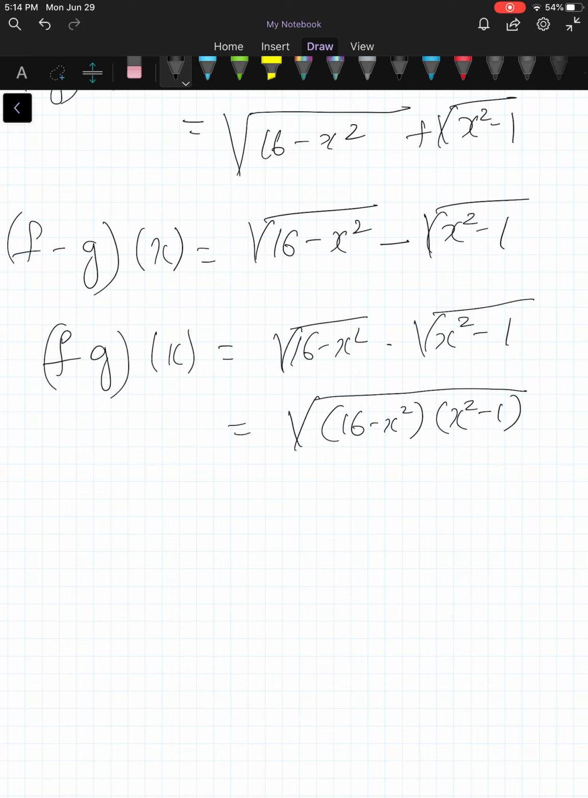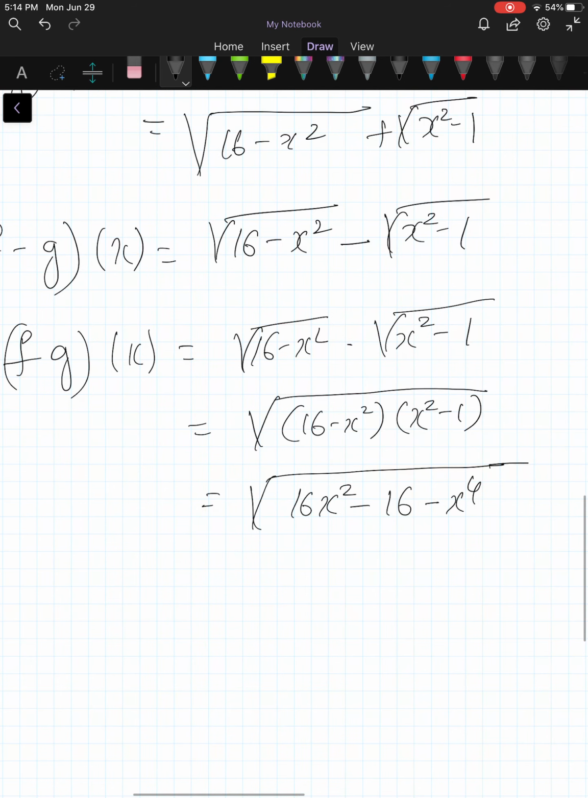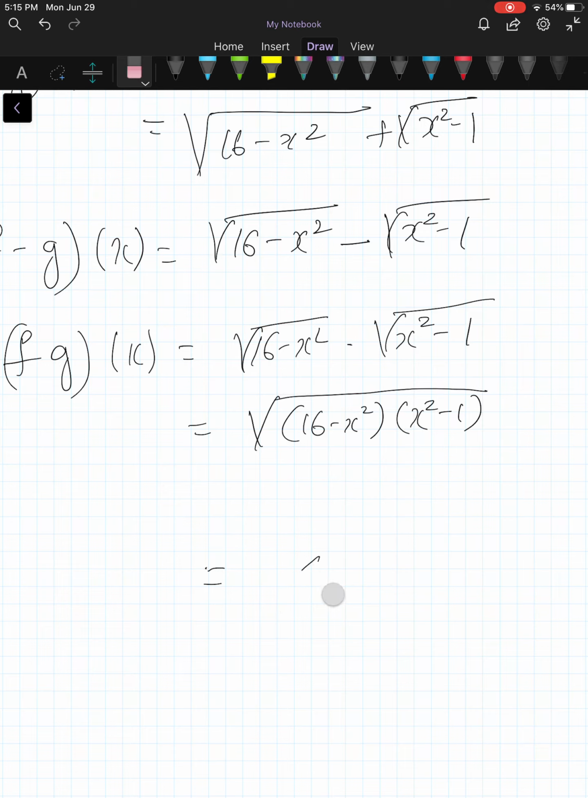Is further simplification possible? We will see that. Okay, 16x square minus 16 minus x to the power of 4. I am multiplying the terms, so that is plus x square. Okay, so we will be getting... I don't think there is any use in doing this. We will get negative x to the power of 4. Yeah, there is no use in multiplying. I will leave this thing after factorization.